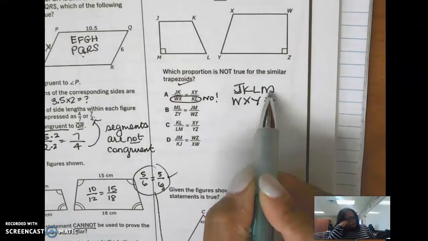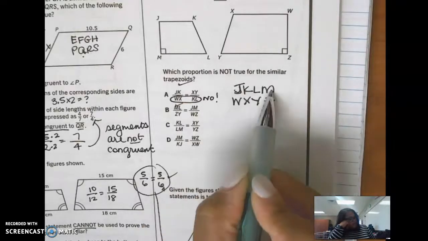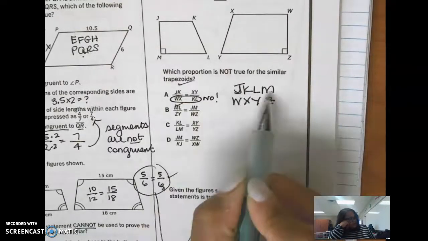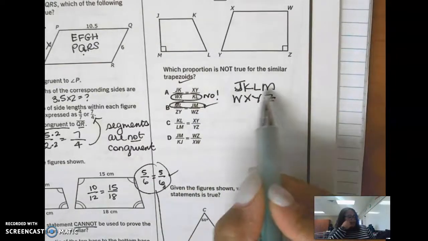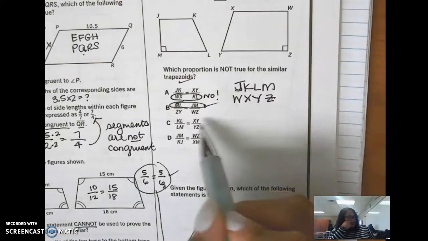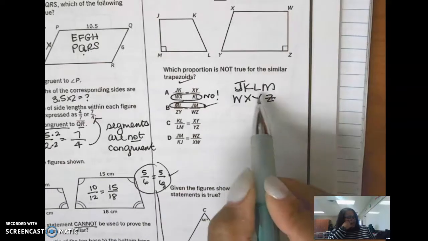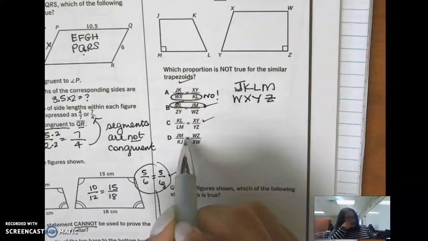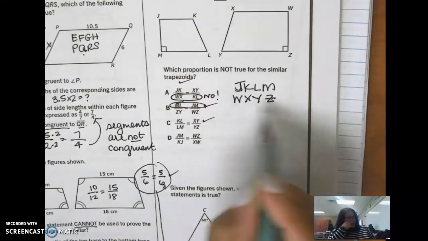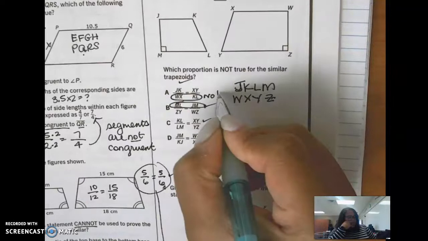ML and ZY. ML, ZY, so far so good. JM and WZ. JM and WZ. And ML and JM are on the same shape, so this works across here as well. KL and LM is the same as XY and YZ. Yes, this one works as well. JM and WZ, so far this one's halfway correct. So you've got to find if this one is wrong or if we need to stick to A.